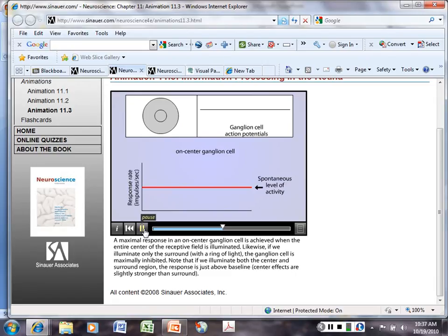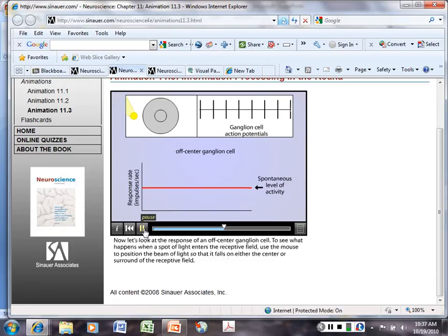Now let's look at the response of an off-center ganglion cell. To see what happens when a spot of light enters the receptive field, use the mouse to position the beam of light so that it falls on either the center or surround of the receptive field. So if it's an off-center, the light shining in the center turns it off, and it turns on when the light is on the surround.